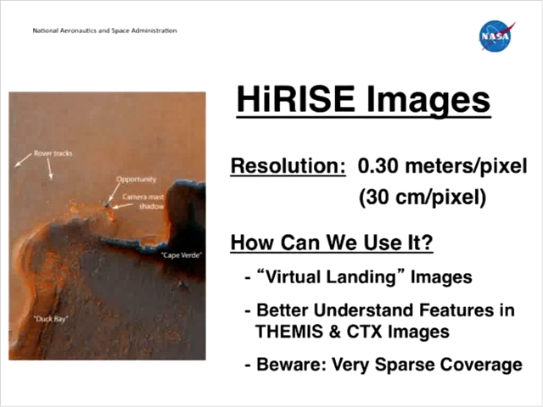Now because the HiRISE camera and the telescope in front of it is so large, the resolution is much higher than those other cameras. It's at 30 centimeters per pixel. Now for a sense of scale, that is so small that when we look down at Mars at the rover landing sites, we can not only see the rovers themselves, as you can see in the sample image, we can also make out the tracks that they leave behind in the sand.